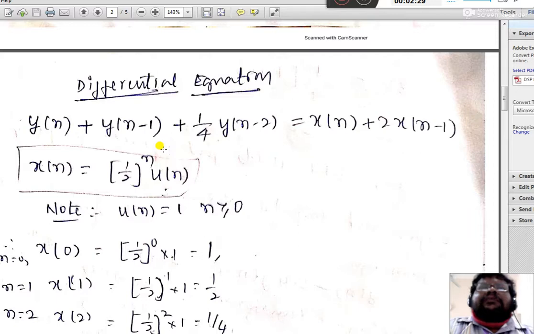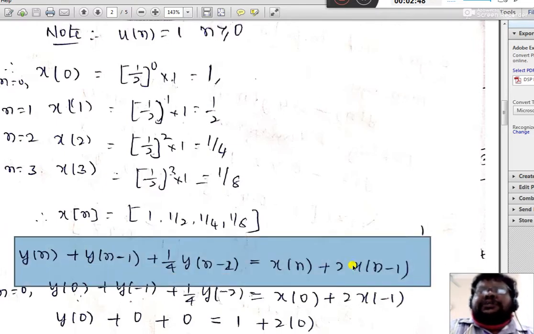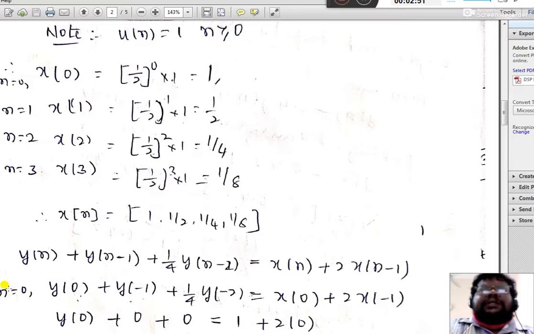Theoretically, now I will calculate what the values of y of n, the output signal, are going to be. I know the input sequence, and I know the system function. Now I should find the output of the system. I rewrite the equation as shown over here. If I put n is equal to 0, wherever n is there, it becomes y of 0 is y of minus 1 plus 1 by 4 times y of minus 2, plus x of 0 plus 2 times x of minus 1.